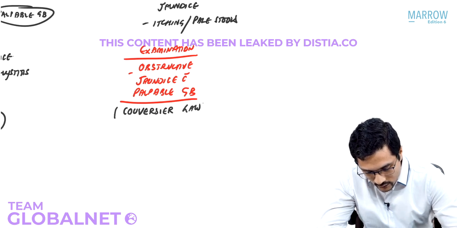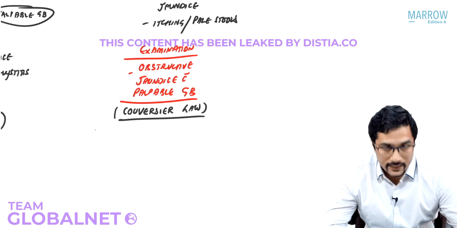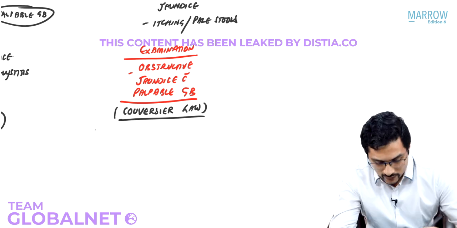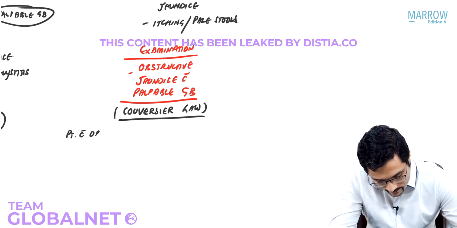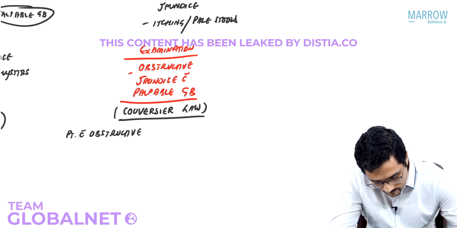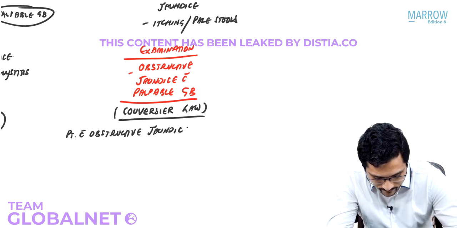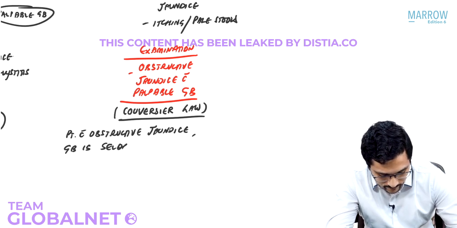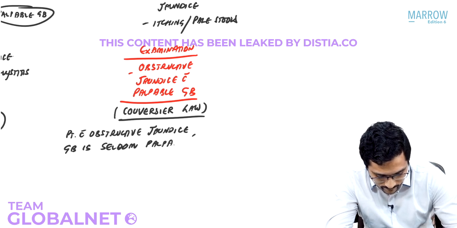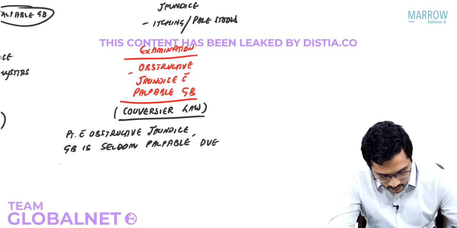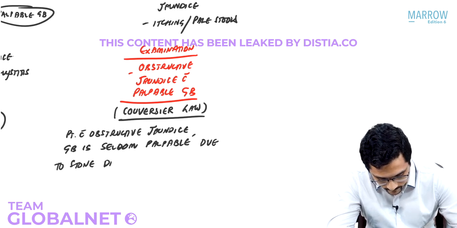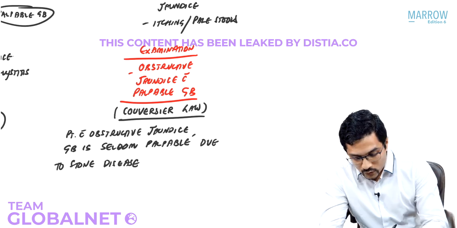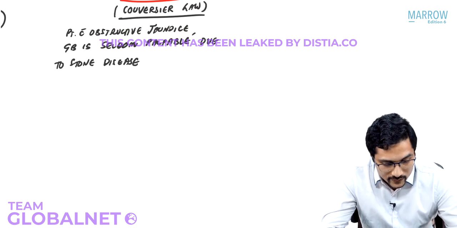Courvoisier's law states that in a patient with obstructive jaundice, the gallbladder is seldom palpable due to stone disease. What exactly does this mean? So look here, please.